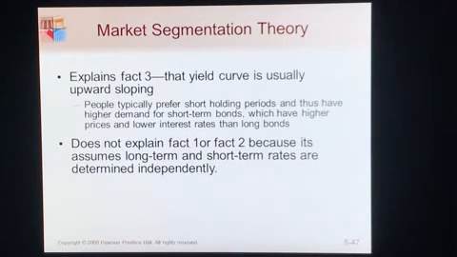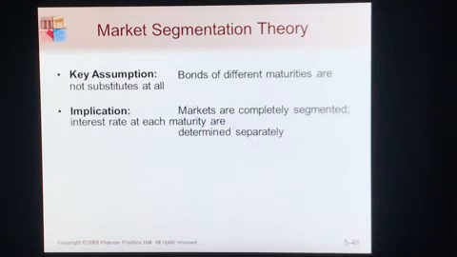Now quickly moving to the market segmentation theory. According to market segmentation theory, we have some key assumptions, which are that bonds of different maturities are not substitutes at all, and secondly, in the implementation, the markets are completely segmented. Interest rates at each maturity are determined separately.